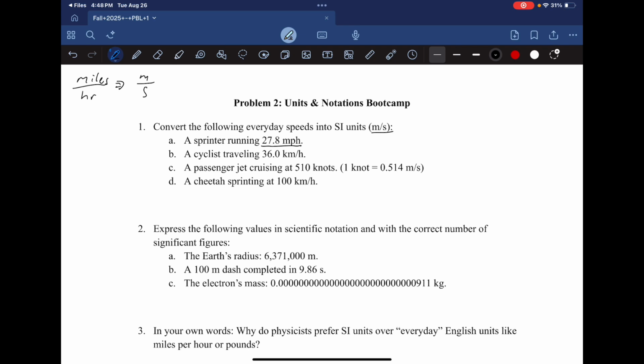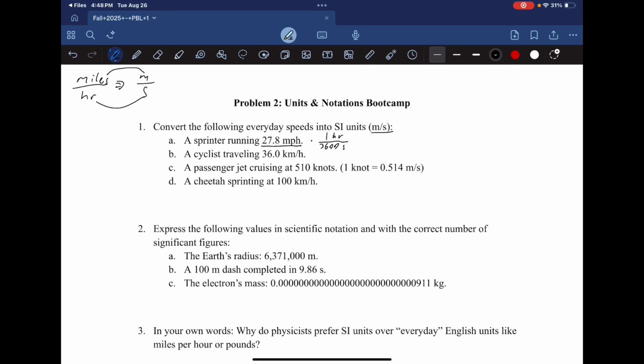So I can then say, okay, the first thing I need to do is convert hours to seconds, and then miles to meters. Or you could do miles to meters first, and then hours to seconds. It doesn't really matter which you choose. For hours, there are 3,600 seconds in an hour. So I'm going to multiply this 27.8. We have 1 hour on the top, and then 3,600 seconds on the bottom.